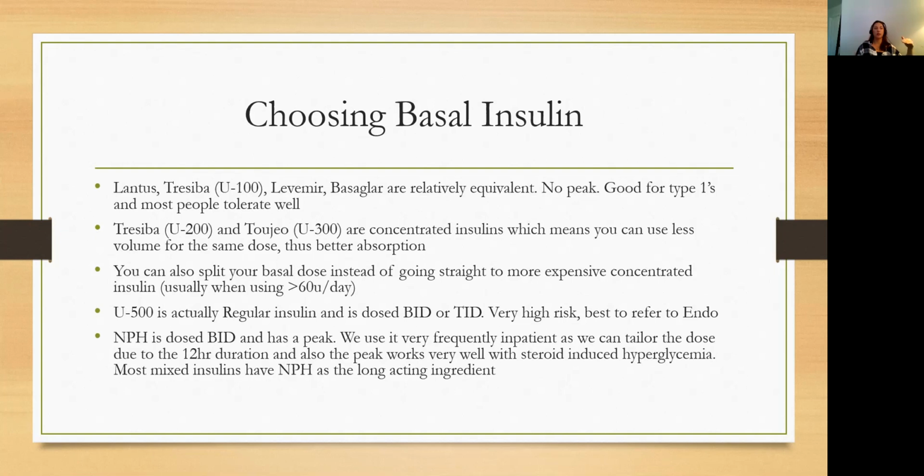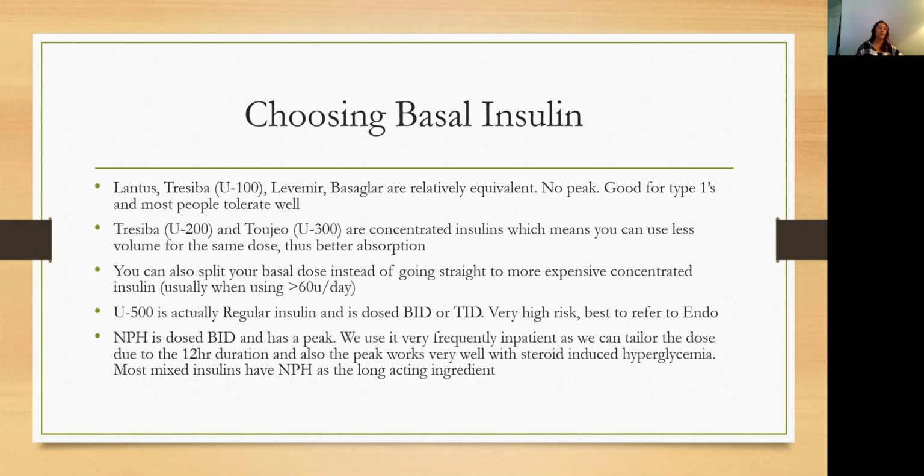So if you're going to give yourself 3 units, U100 would be a certain amount of volume, U200 would be a lower volume, and U300 would be an even lower volume for the same amount of insulin. And the less volume, the better it's absorbed. Some of these patients, when you get them up to like 60 units at a time, their body's just not going to absorb that much liquid at once. So that's why you move to a concentrated insulin.